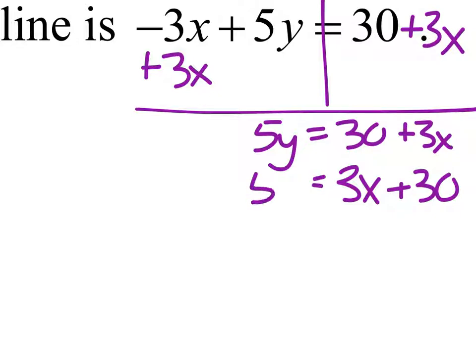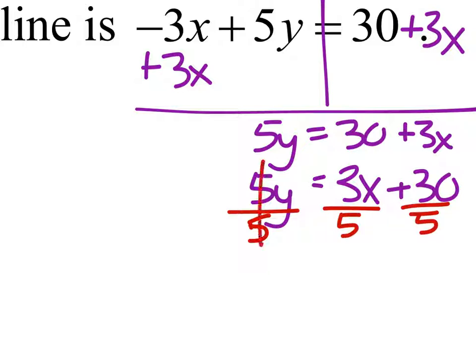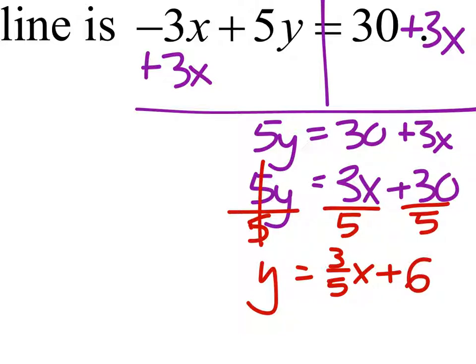equals 5y. But we've got that 5 there. And we have all the y's on their own side, but we only want one y. So we'll divide everything by 5 to get rid of it. So these 5's cancel out, and we get y equals 3/5 x plus 30 divided by 5, which is 6.